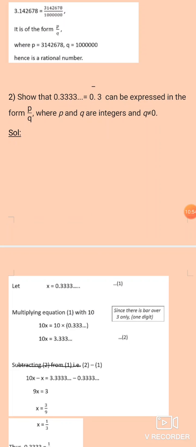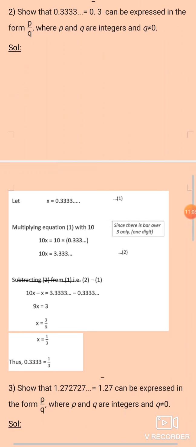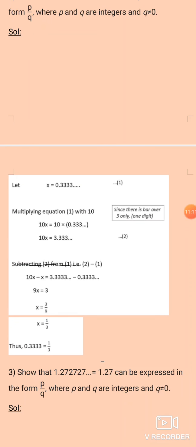Then x is equal to 3 by 9. The lowest form is what? x is equal to 1 by 3. Now we have expressed 0.333 etc. is equal to 1 by 3. Clear? Now the next one. Show that 1.272727 etc., which is equal to 1.27 bar, can be expressed in the form P by Q, where P and Q are integers and Q not equal to 0.